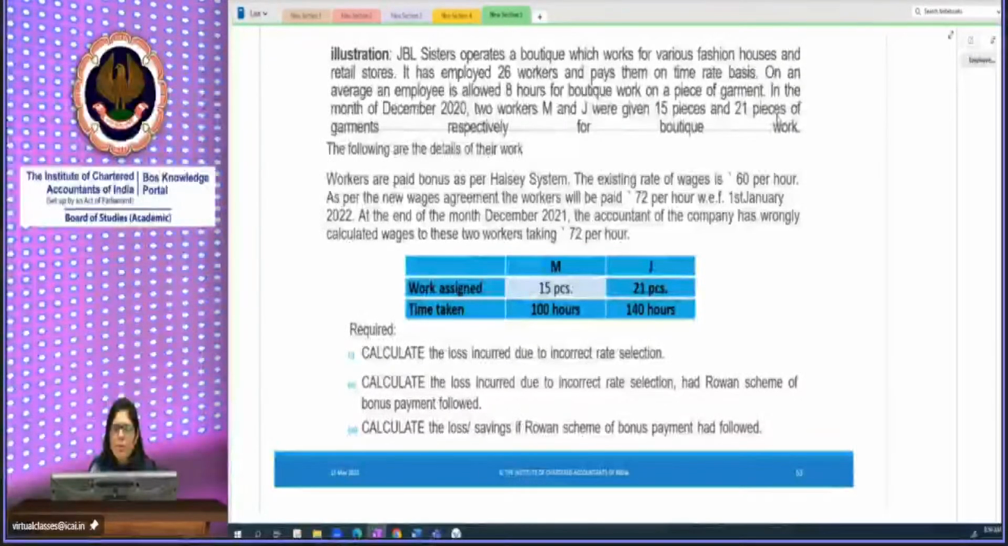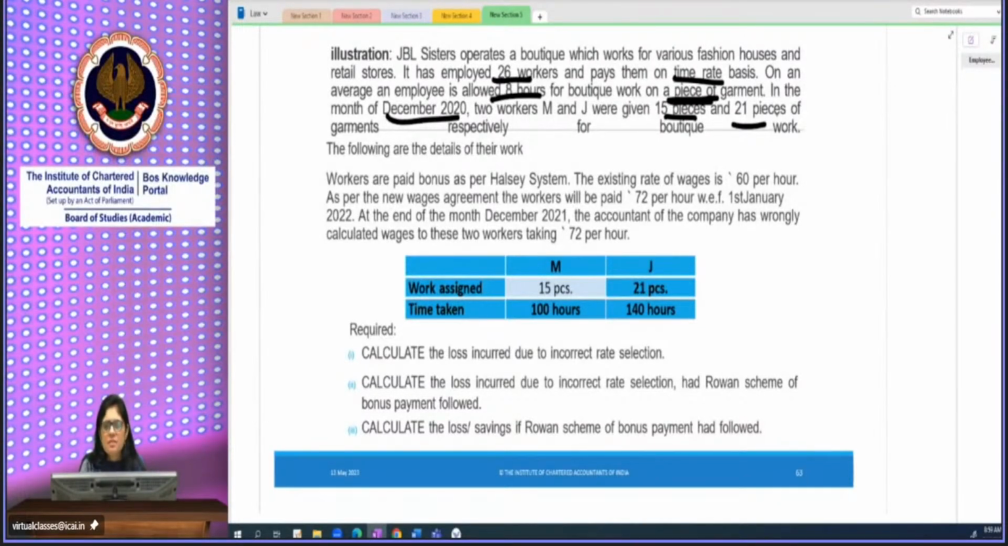This company operates a boutique which works for various fashion houses and retail stores. It has employed 26 workers and pays them on a time rate basis. On an average, an employee is allowed 8 hours for boutique work on a piece of garment. That means one garment takes 8 hours to make or stitch.